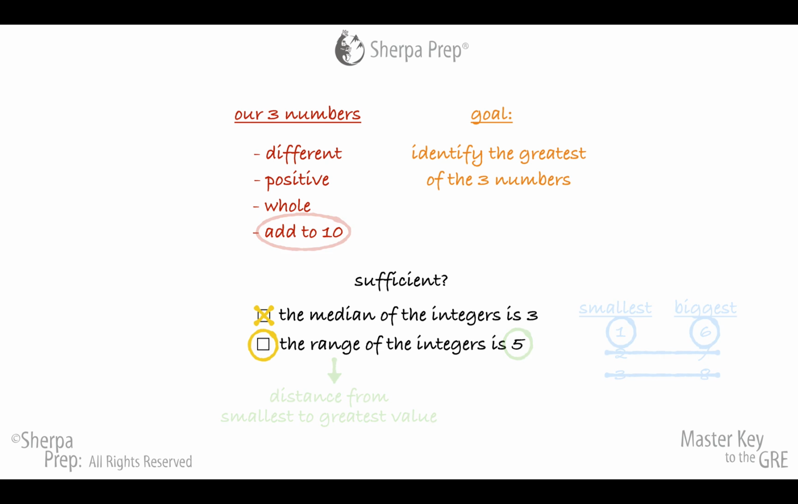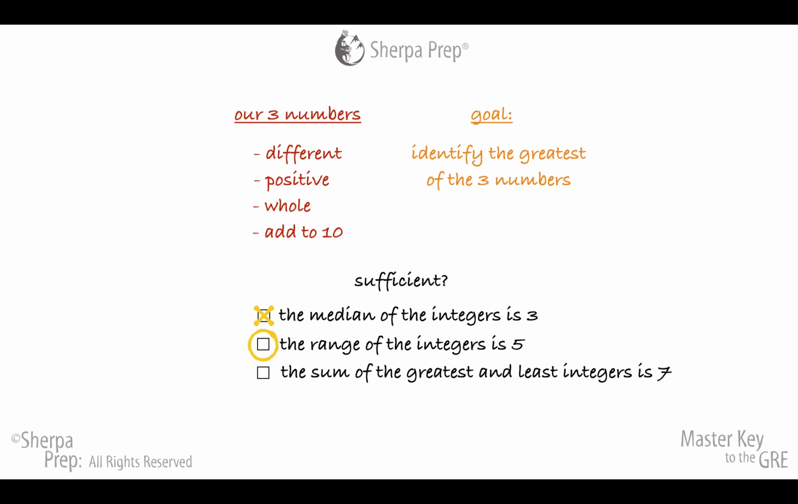Now, the last statement tells us that the sum of the greatest and least integers in the list is 7. In other words, those integers potentially could be 1 and 6, 2 and 5, or 3 and 4. Well, if the 2 numbers were 1 and 6, the third number would have to be 3, and we'd have a greatest value of 6. But if the 2 numbers were 2 and 5, again, the third number would have to be 3, and we'd have a greatest value of 5.